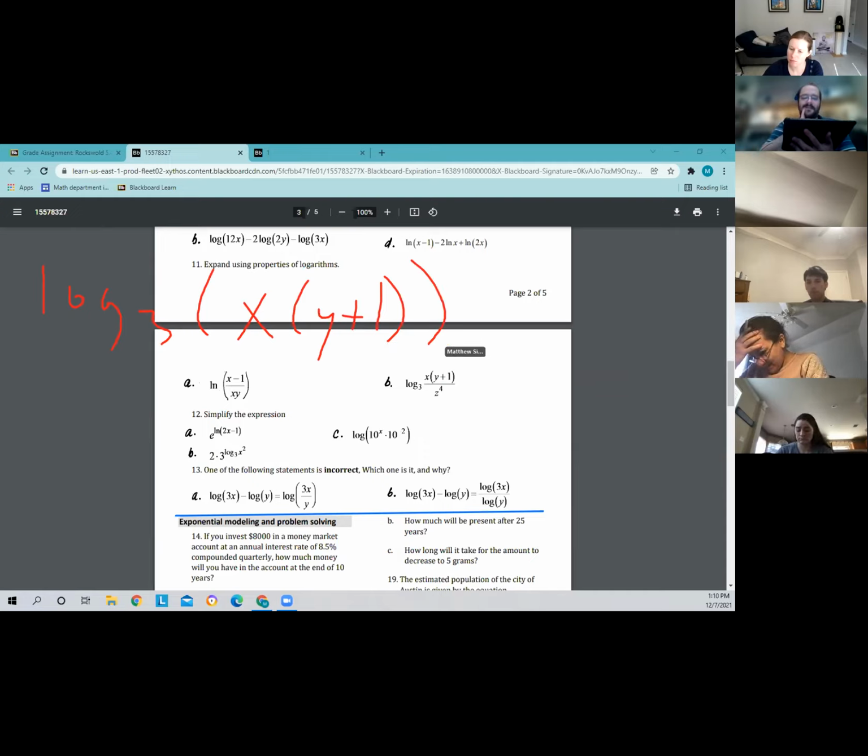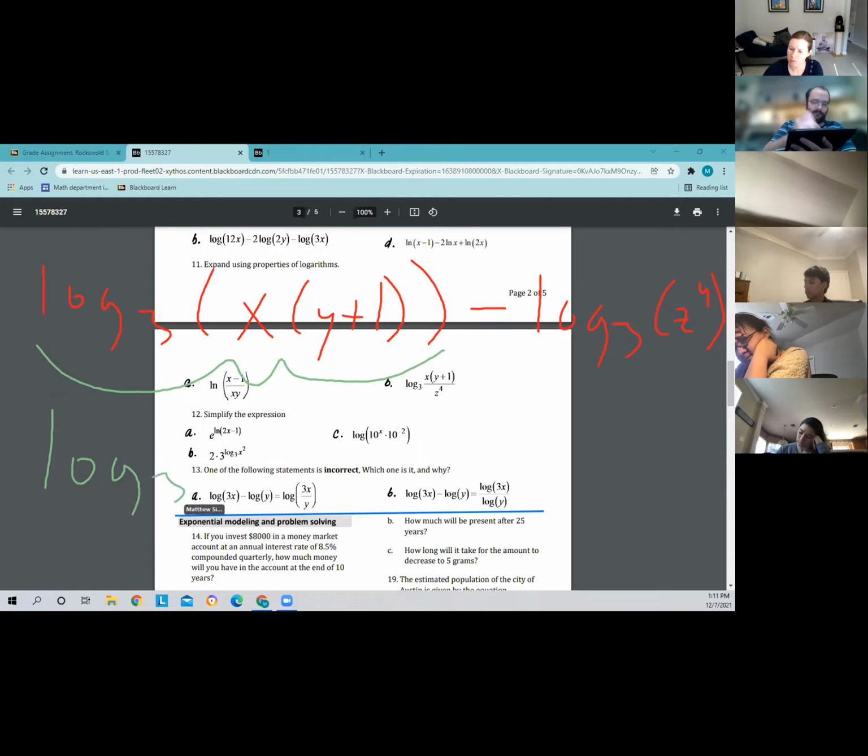Yes, I'll do it maybe one step at a time. Okay, it's going to be log base 3 of x times y plus 1 minus log base 3 of z to the 4th. So I'm working on that division first on the inside. So I do log of the numerator minus log of the denominator. And then I think you were telling me this next: I can still split this thing up a little bit.